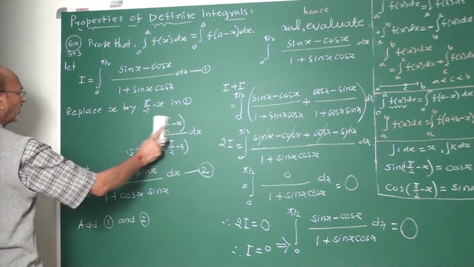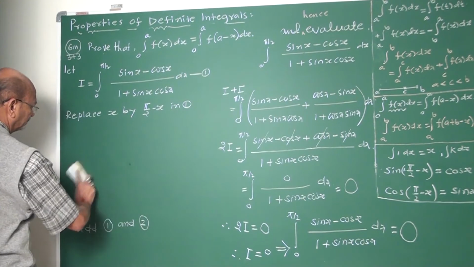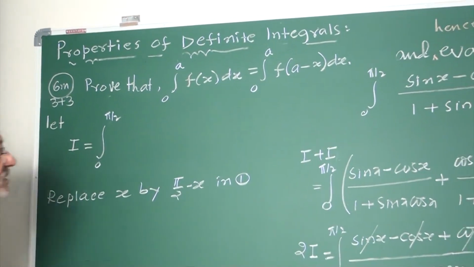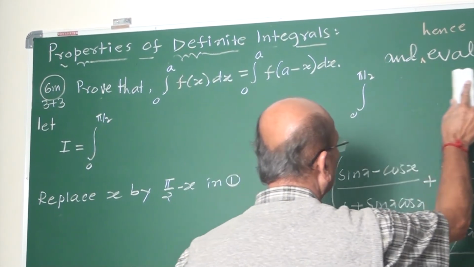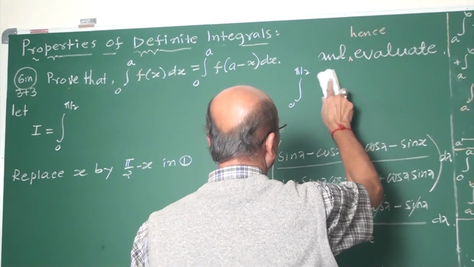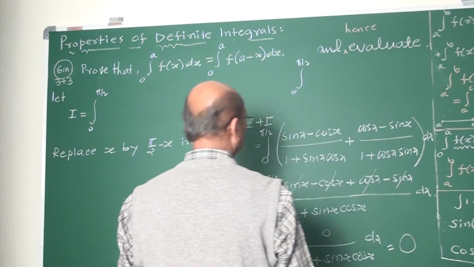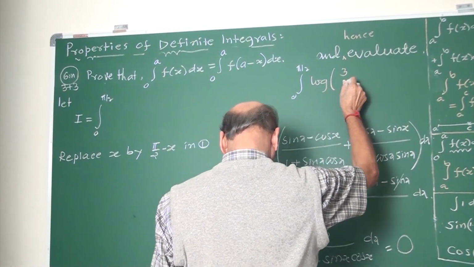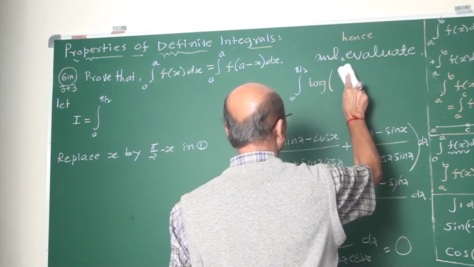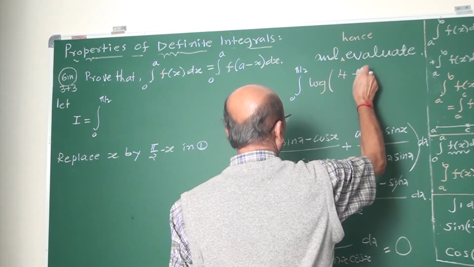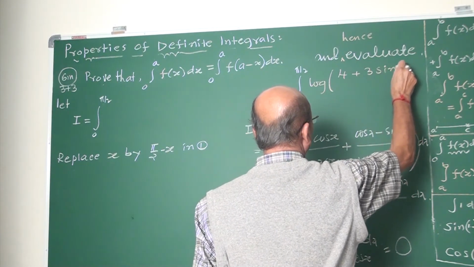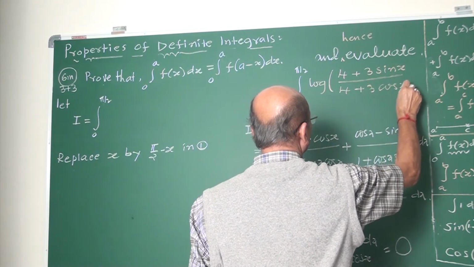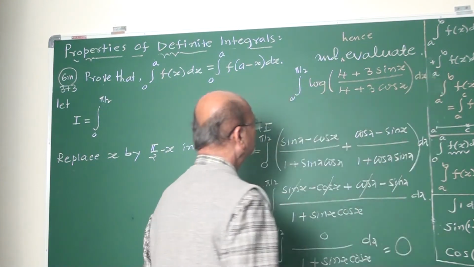This is an example. Yes, my friends. Next one. Theory and hence evaluate. Integral 0 to pi by 2 of log of 4 plus 3 sin x, denominator 4 plus 3 cos x, my friends, dx. Same, 0 to pi by 2.